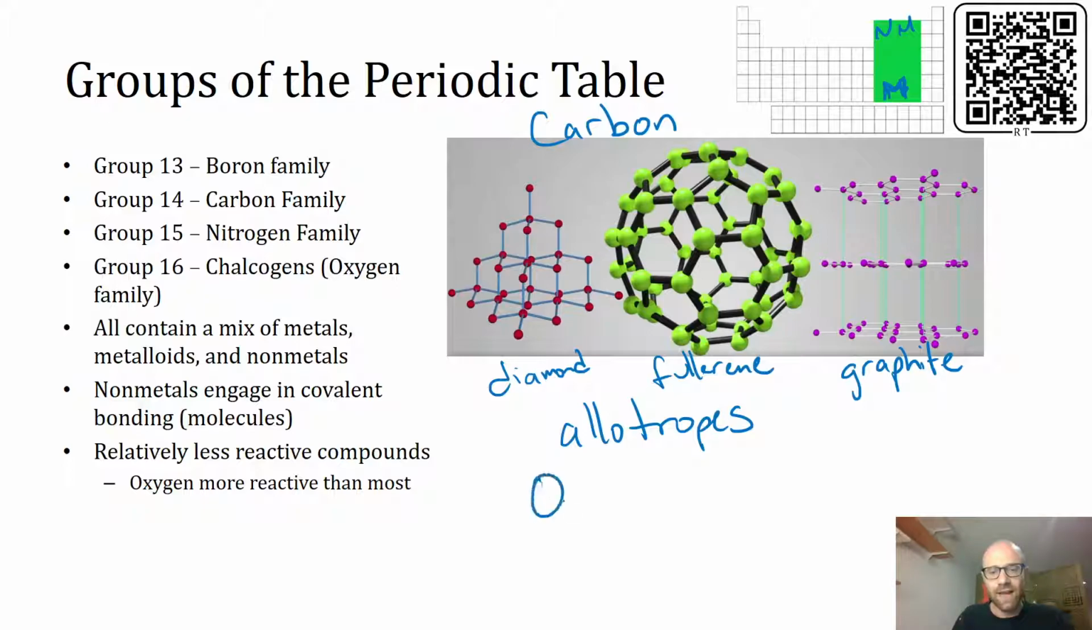Another example of allotropes would be oxygen. The air we breathe is diatomic, and then ozone, another structure of oxygen, has three atoms of oxygen stuck together in one molecule. Again, different substance, different properties, but they're both elemental forms of oxygen.